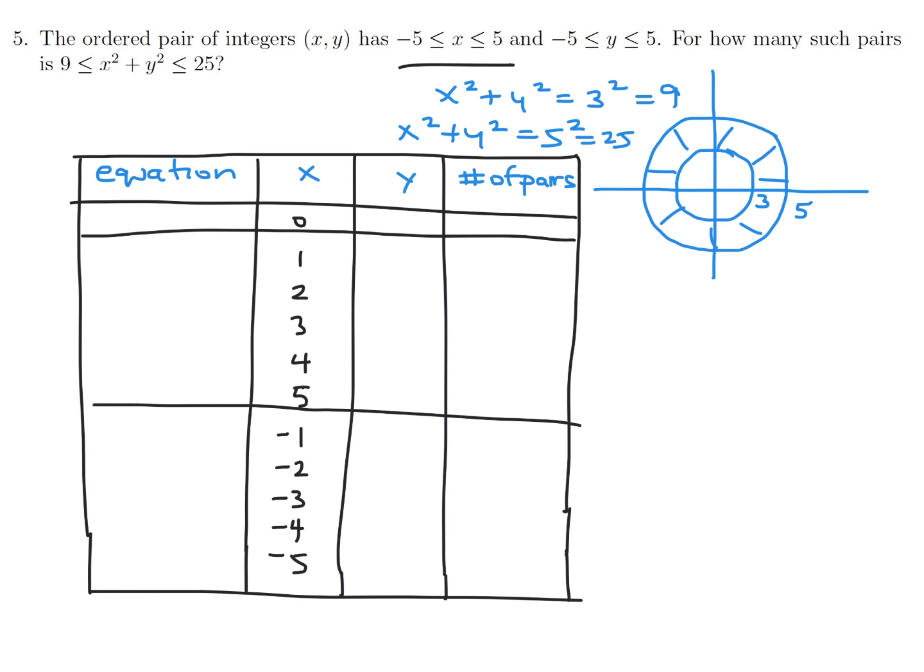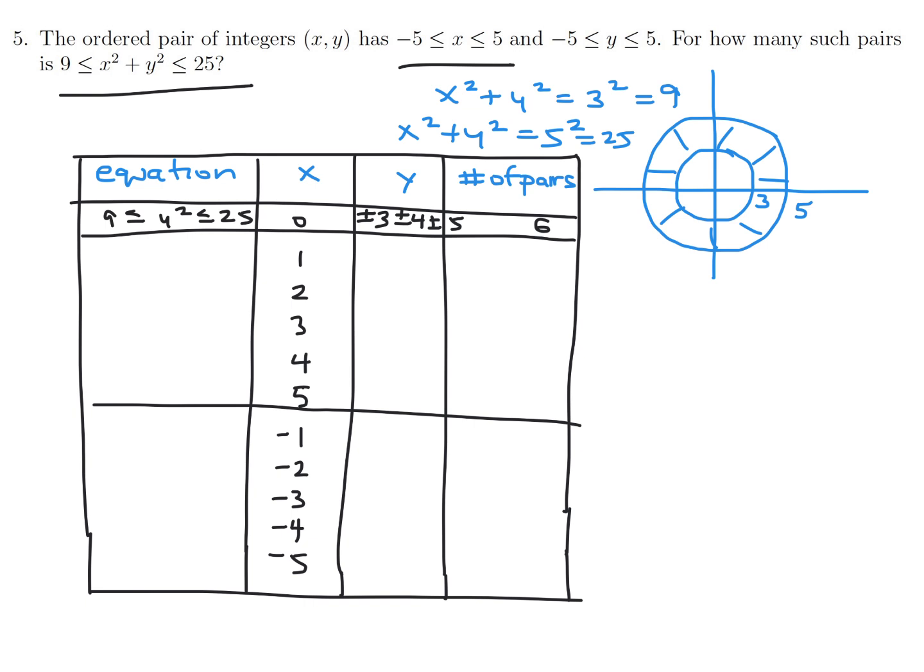When x is 0, this inequality becomes basically 9 is less than or equal to y squared less than or equal to 25, correct? So then that means y can be either plus or minus 3, plus or minus 4, or plus or minus 5. I ran out of space there. So that's going to be how many pairs? 1, 2, 3, 4, 5, 6 pairs.